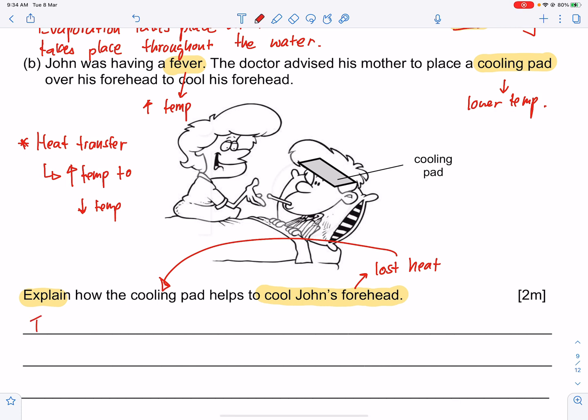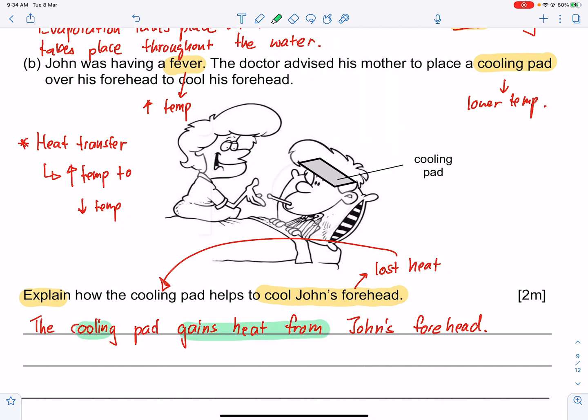So you can say the cooling pad gains heat from John's forehead. I will accept it if you tell me that it's John's body or just John itself, because John itself includes his forehead. So 1 mark for telling me the direction from where to where, and then another mark for identifying the correct cooler and warmer regions.